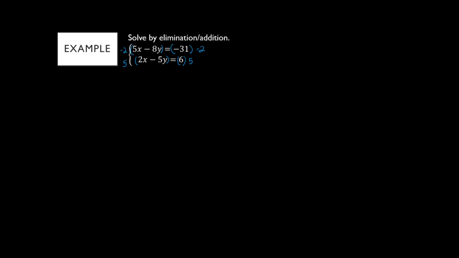And I always make sure to write those in. So my two equations, and I always go sideways so I can continue lining them up. So that gives me -10x plus 16y. So you don't want to forget that you have to distribute, so everything has to get multiplied. And on the right, -31 times -2 is 62. And then the second equation, I get 10x minus 25y equals 30.